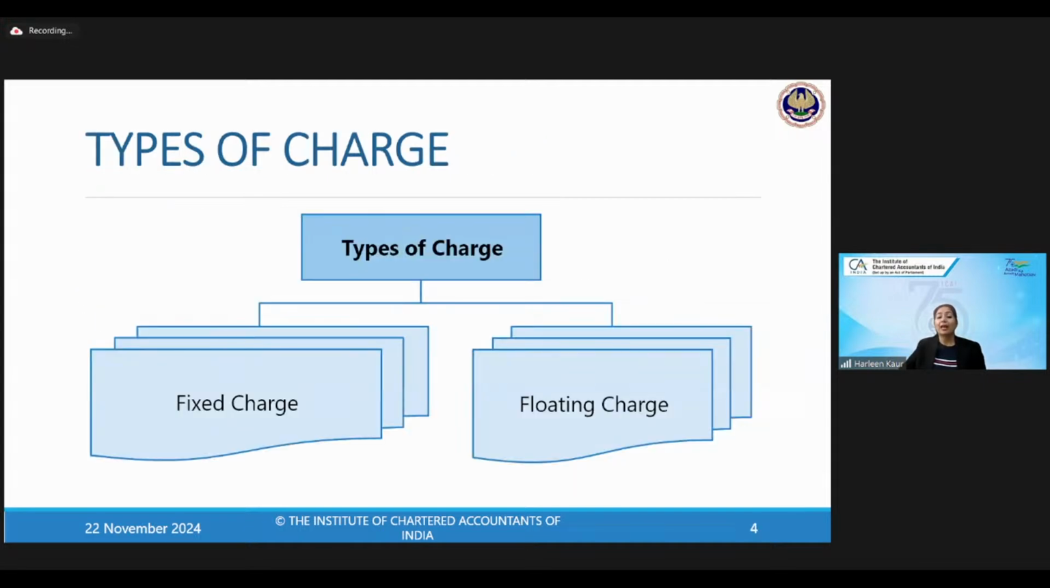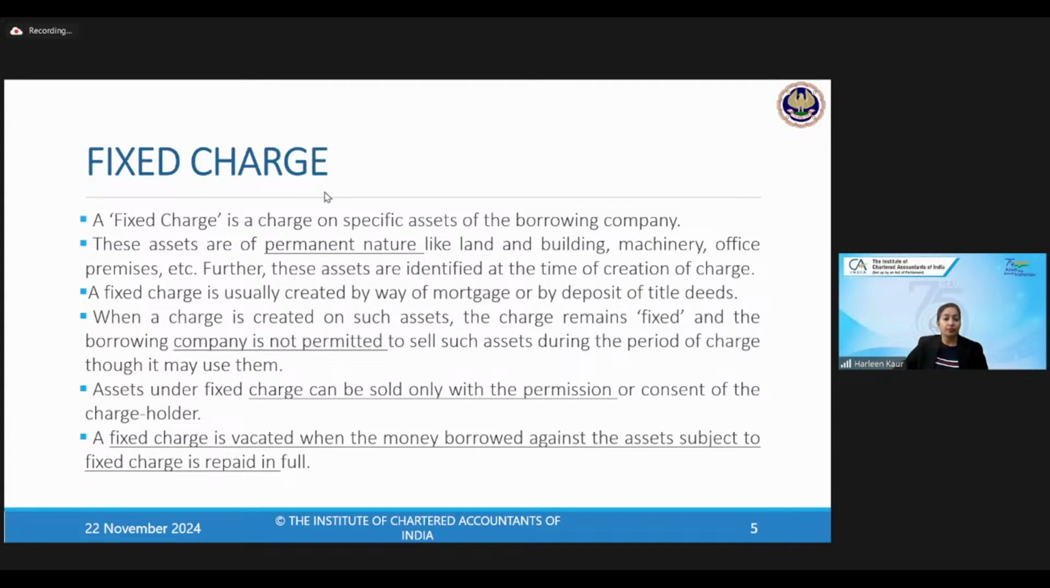Now let's move on to types of charges. There are two types of charges, fixed and floating charge. What is a fixed charge? When I'm using the word fixed, it means something very specific, something determined, which cannot change. And what is the meaning of floating? It means variable, something that keeps changing. So fixed means of permanent nature. All of you have answered correctly. Assets directly given. Floating means stock in trade. Yes, good.